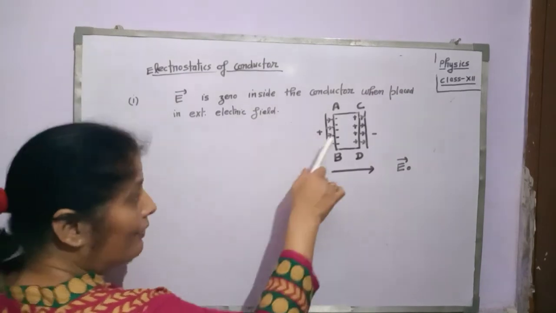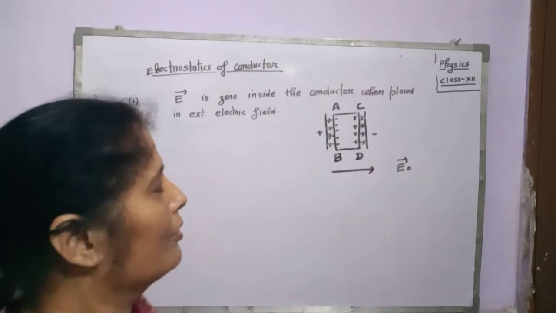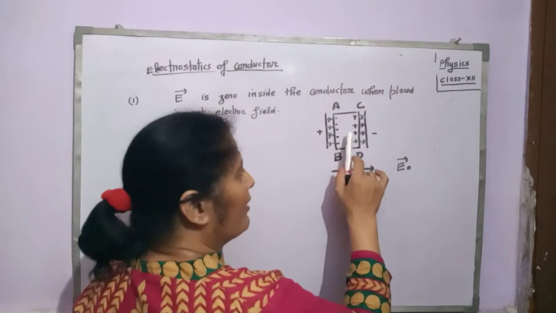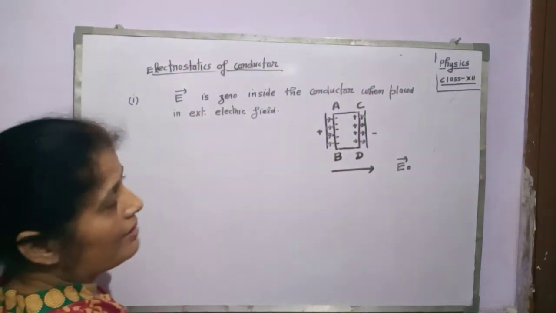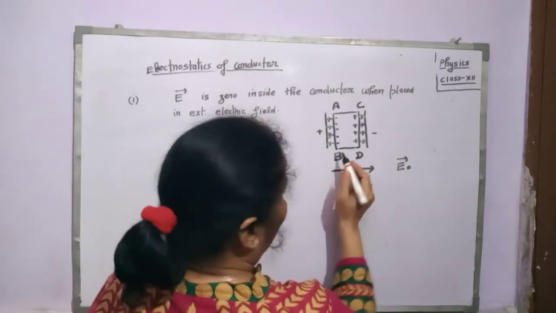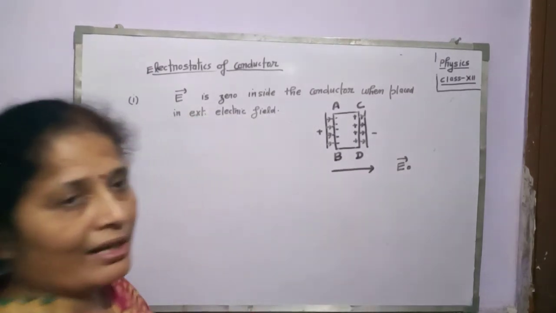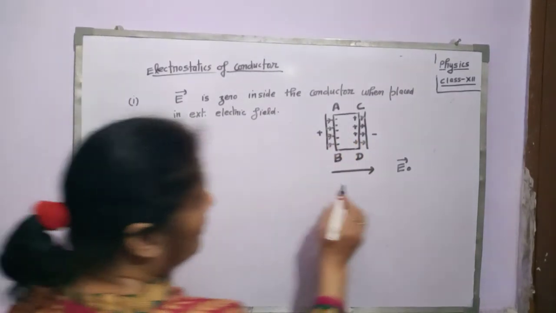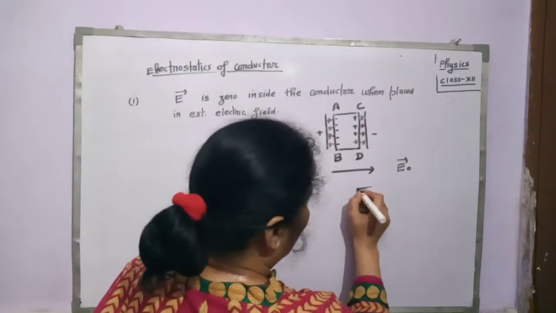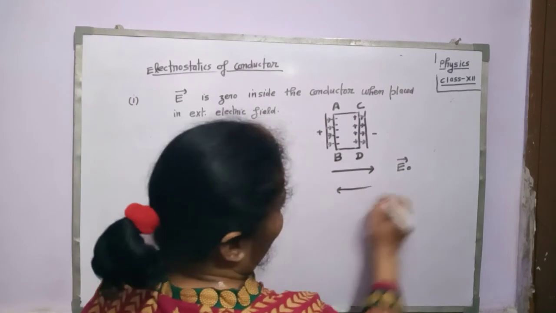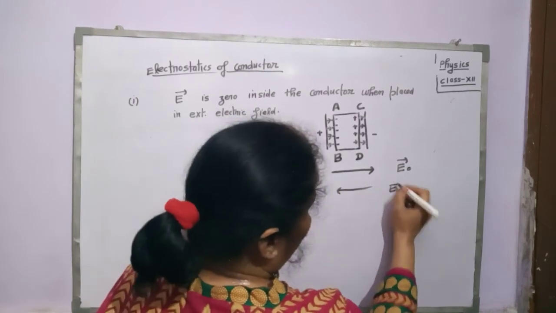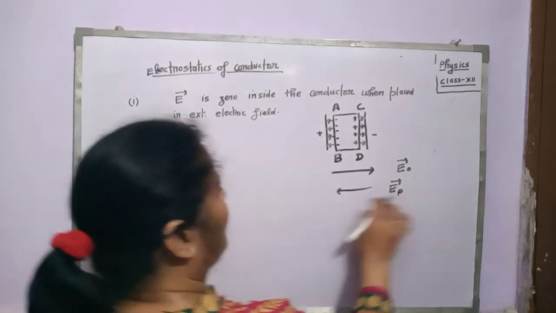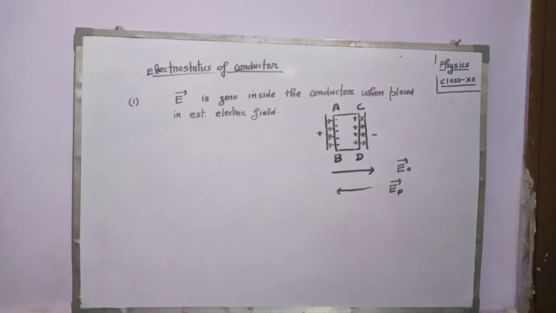Now, due to these induced charges on the opposite faces of the conductor, an electric field is induced. And what is the direction of the induced electric field? You know, the direction of the electric field is always from the positive to the negative. So this is the direction of the induced, or polarized, electric field.